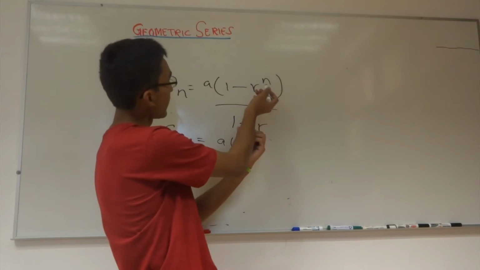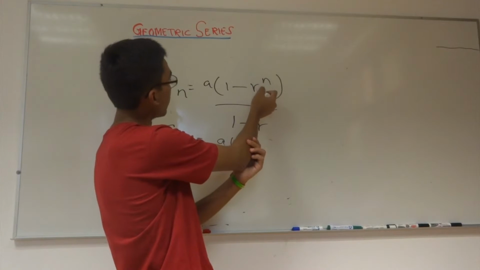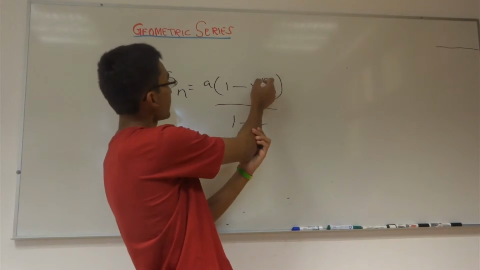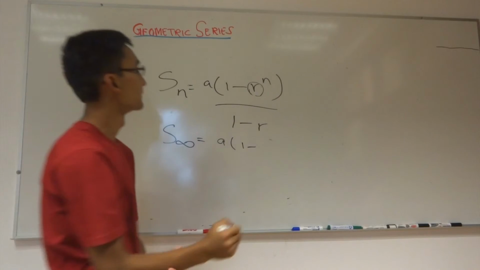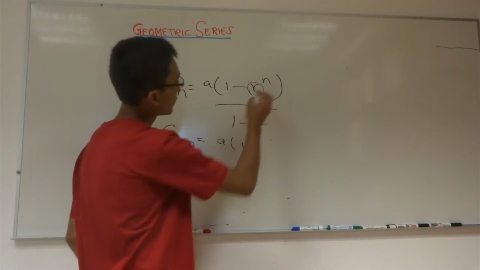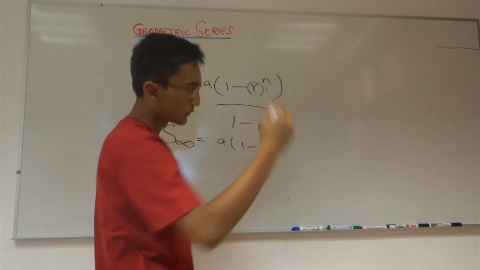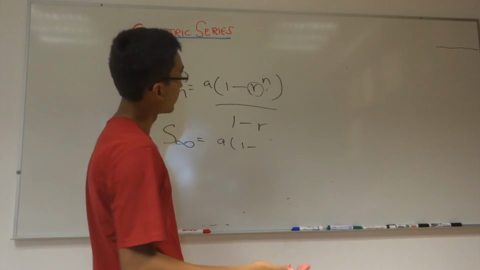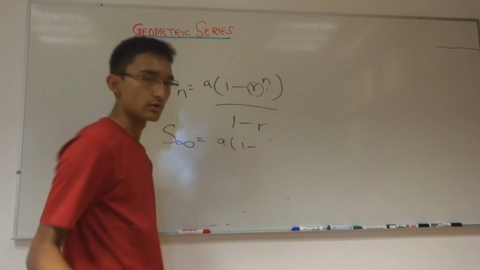Let's say when r is equal to 1. What will happen is that 1 would keep multiplying up to infinity, which is equal to 1, and we'll have a 0. That's not what you want.